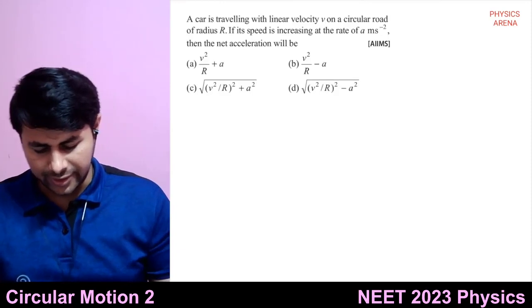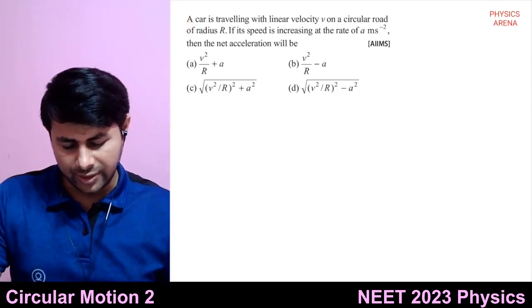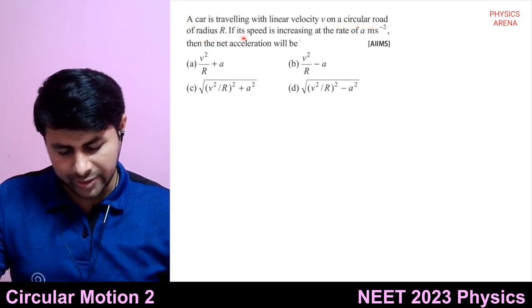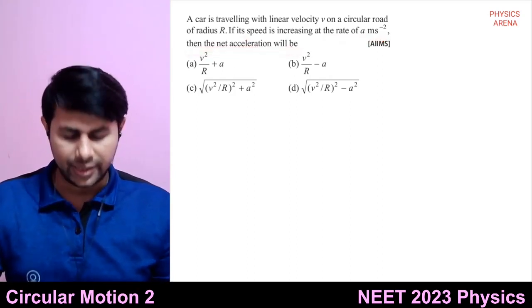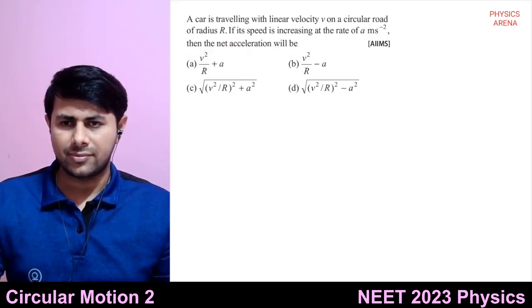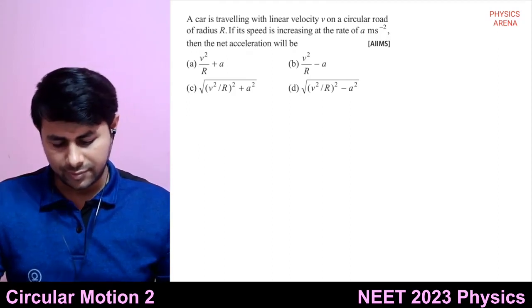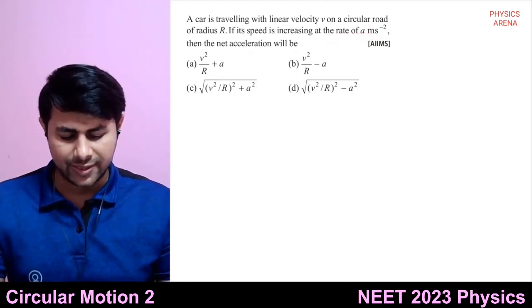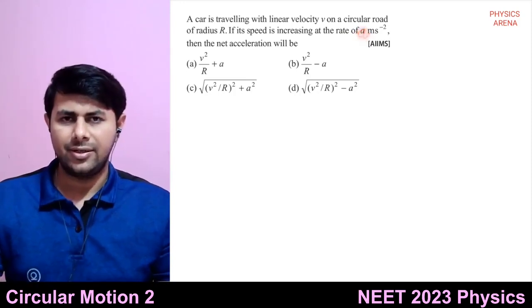So let's see this next question. A car is traveling with linear velocity v on a circular road of radius r. If its speed is increasing at the rate of a meters per second squared, then the net acceleration will be, a means, tell me. Speed is increasing at the rate of a meters per second squared. So which acceleration is this? Is it tangential? Is it centripetal? Is it total?